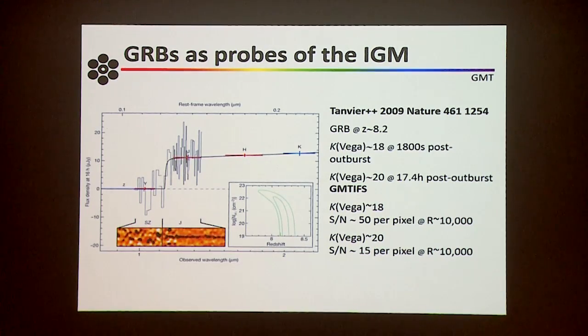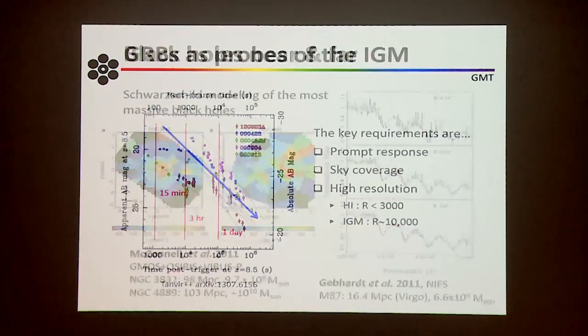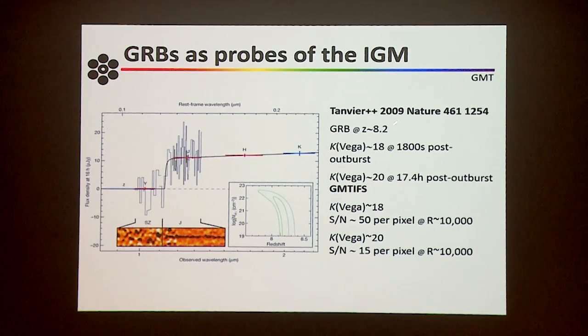Sorry, misstating it. Another interesting thing to do is to explore the use of gamma ray bursts as a way to probe the intergalactic medium. Here's an example of a gamma ray burst occurring at very high redshift, redshift 8.2. 30 minutes after the actual outburst, it was 18 in the K-band, and 17 hours later it was around about 20 in the K-band.